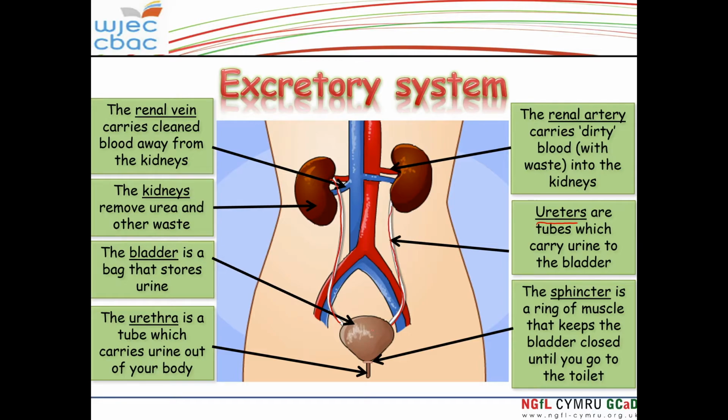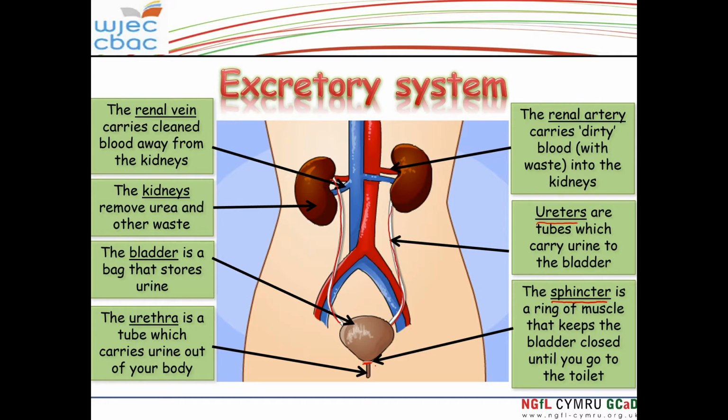The bladder is a quite muscular, flexible bag that stores the urine, so it can stretch to accommodate a large volume. And then at the exit of the bag, you have this very important muscle. It's called your sphincter muscle. It's a ring of muscle that keeps the bladder closed until you go to the toilet. When you're young, you have no control over that sphincter muscle. And you have to learn how to get control so that you toilet train and end up coming out of nappies.